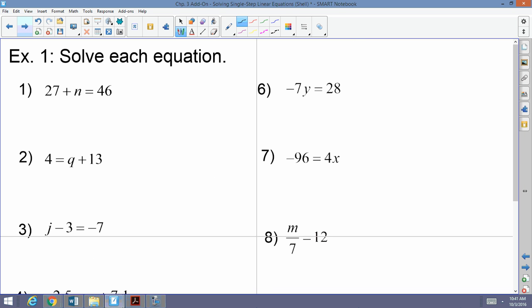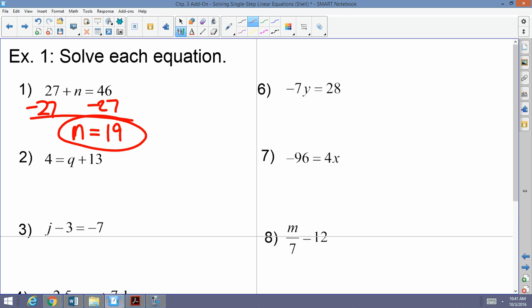So number one, we're going to start very nice and easy. I have 27 plus n equals 46. I want to get the n alone. I want to isolate it, get it all by itself. So what do I have to get rid of? The 27. What's the sign of 27? So how do I get rid of a positive 27? That's right. So I literally subtract 27 from both sides, and n will equal 19.